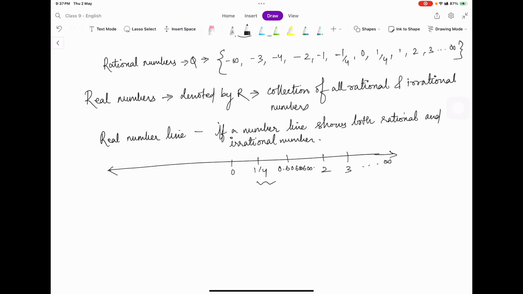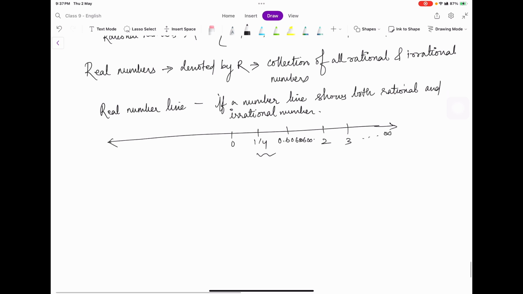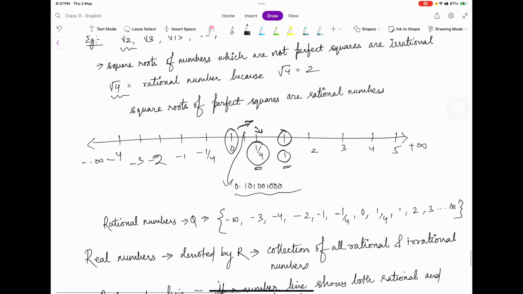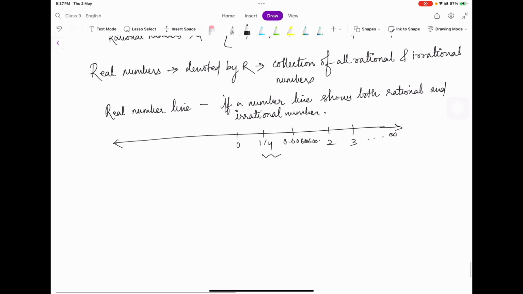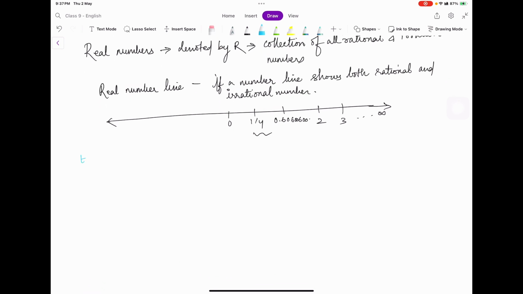If a number line shows both rational and irrational numbers in it, see, if it is only showing integers, it is an integer number line. If it is showing rational numbers only, it is a rational number line. If it is showing both rational and irrational numbers, it is a real number line. So here I have said that square roots also exist and they can be depicted on the number line. So how will we depict those square roots? We will see the example.